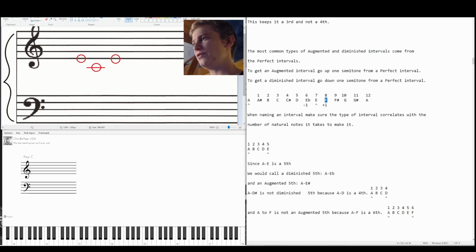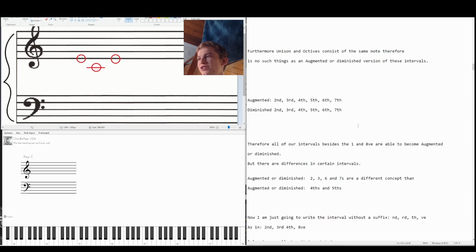So I go from F, what would one semitone up from an E be? Well, that would be an E sharp. So when naming an interval, make sure the quantity of interval correlates with the number of natural notes that it takes to make it. Furthermore, unisons and octaves consist of the same note, so there's no such thing as an augmented or diminished version of these intervals.